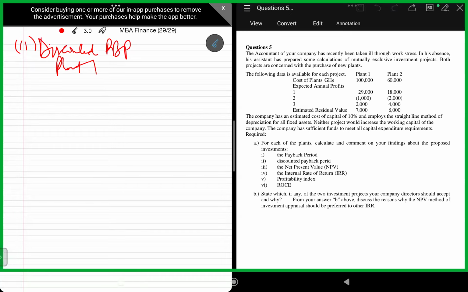I'll begin with the year. Year 0, year 1, year 2, year 3. Then I'll continue with the cash flow. What's the cash flow for plan 1? 100,000. Then I have 60,000, 30,000. Then year 2, 30,000. Year 3, 40,000.